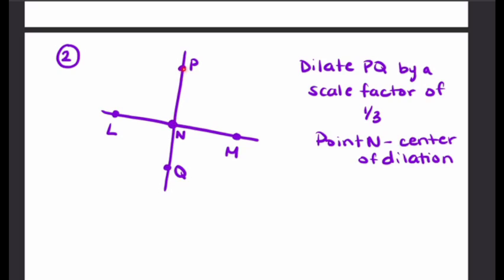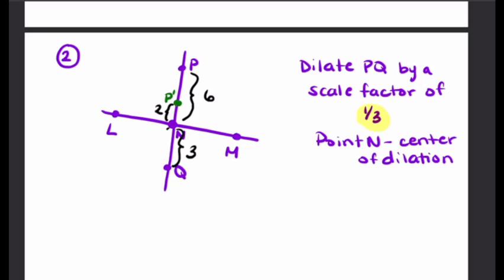Since you're using N as the center of dilation, N is in the middle. Remember, whenever we're looking at a different point other than the origin, you measure the distance from that point to one of the coordinates of your shape, or line in this case. Let's say this distance here from P to N is 6. For your new shape, since you're dilating it by a scale factor of 1/3, the distance is going to be, instead of 6, 6 divided by 3, which is 2. So now P prime is over here, and this distance here is now 2.